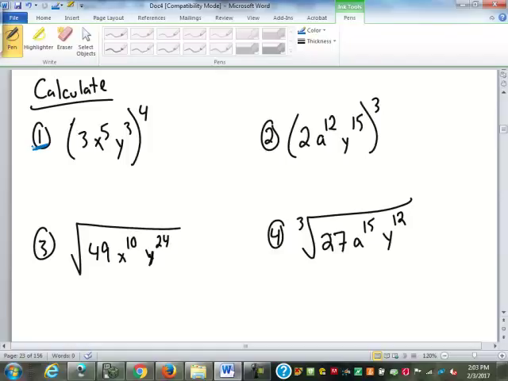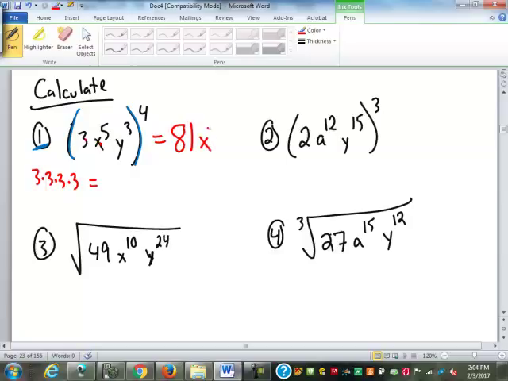When we do a power, so we've got 3x to the 5th, y to the 3rd, and we're raising it all to the power of 4. What do we do with the 3 here? Not times 4, but to the power of 4. So 3 times 3 times 3 times 3, which is 81. Perfect.